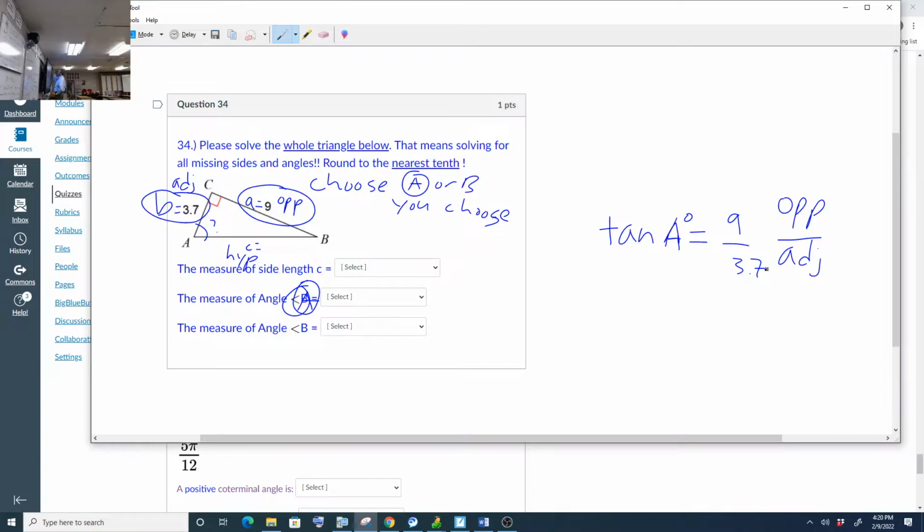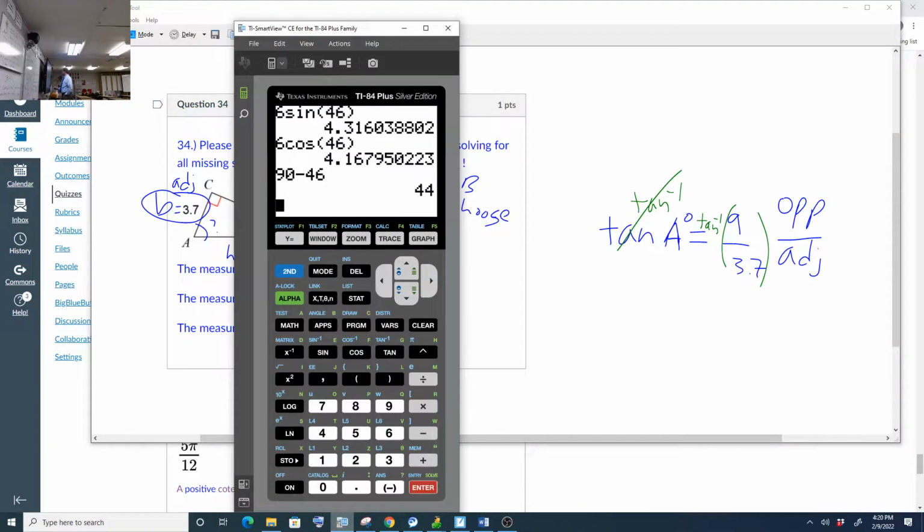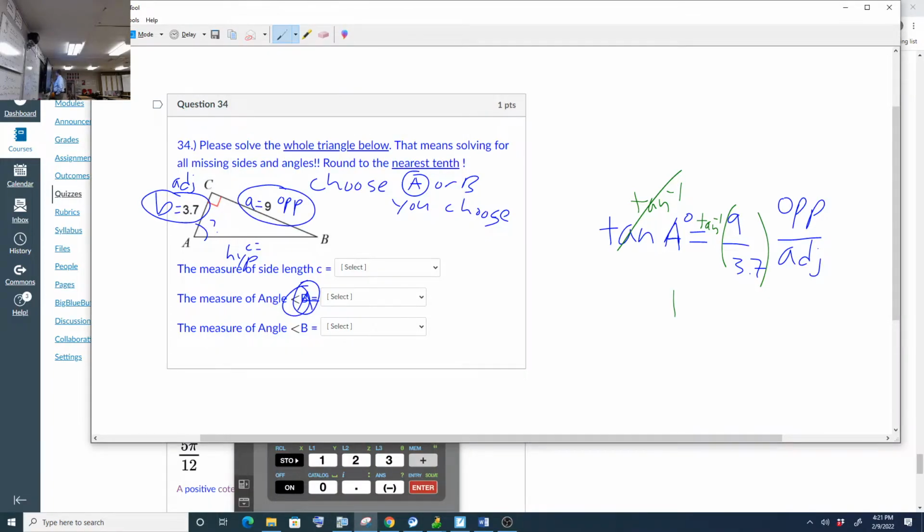Now to undo tangent, you have to inverse tangent. If you inverse tangent one side, you have to inverse tangent the other side. There we go. So we'll go ahead and get our calculator for decimals and do inverse tangent of 9 divided by 3.7. That gives us 67 point, round that to the nearest tenth, 67.7 degrees. So angle A is equal to 67.7 degrees.